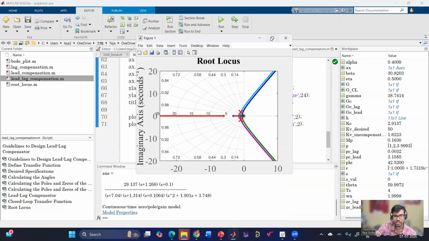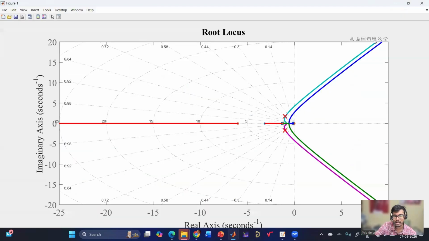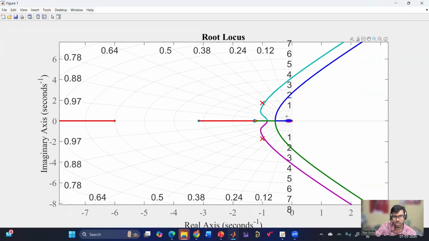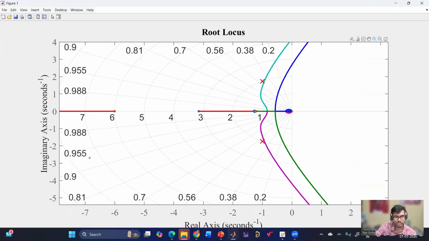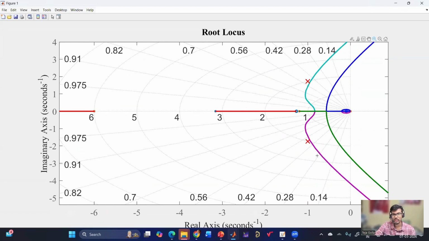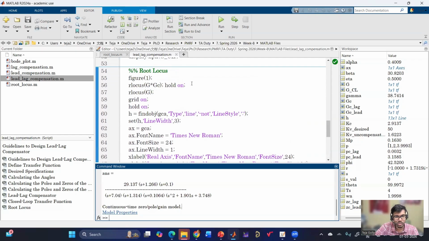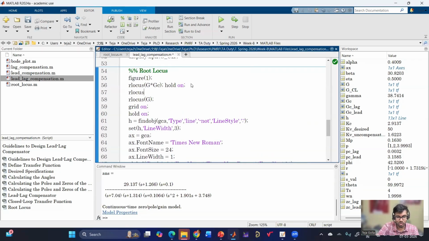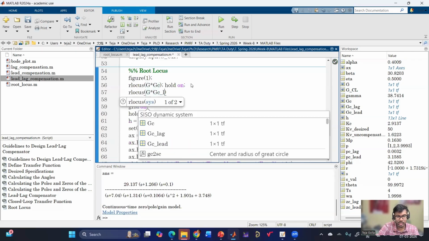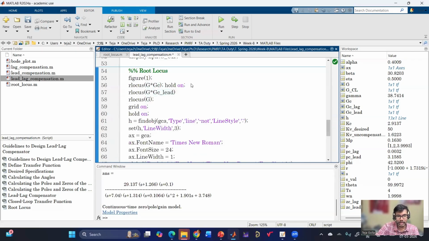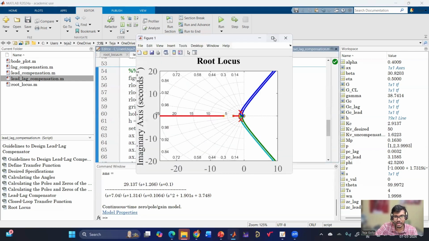Now let us check the root locus. Yes. So if you see very clearly, now this is very interesting, right? The blue color corresponds to the uncompensated, without any compensation. And one thing I'll do, just a minute. In addition to this, I'll also plot G into GC lead. So one is with lead, one is without anything, and one is including all. Yeah, so now this will be very interesting.